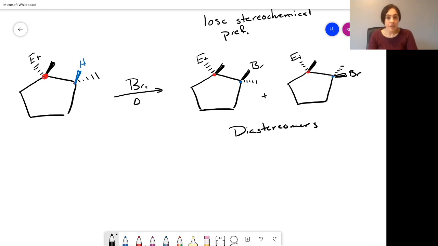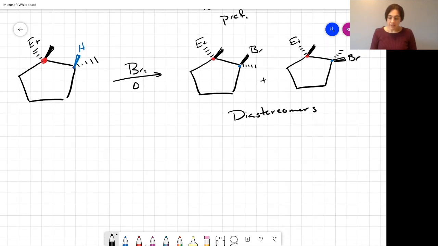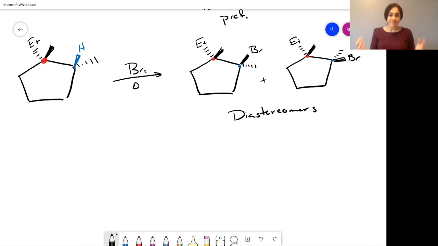Right, so that's stereochemistry in radical reactions. When you form the radical at a stereocenter, you lose the initial stereochemistry, and you're always going to form a racemic mixture when you're installing a halogen at the site where a radical was formed. All right. With that, that's all there is for this one.